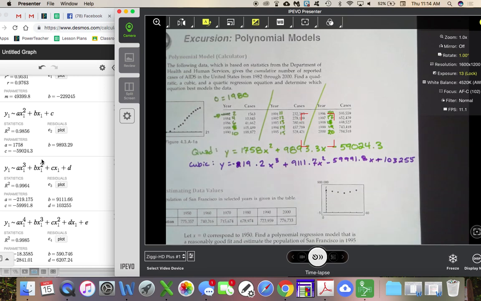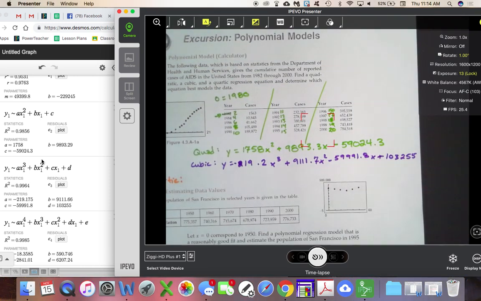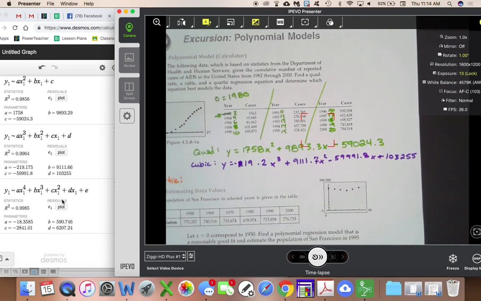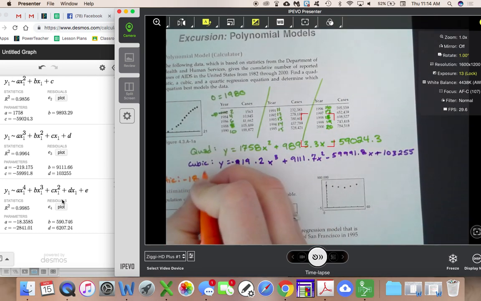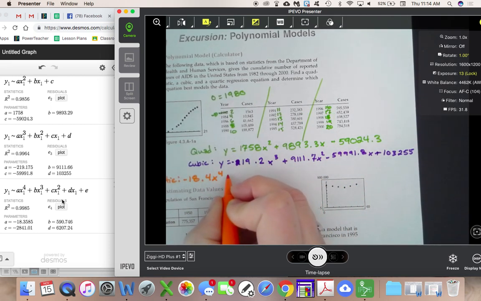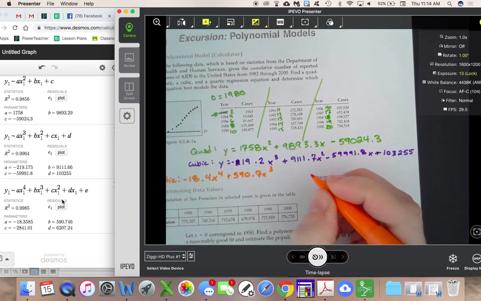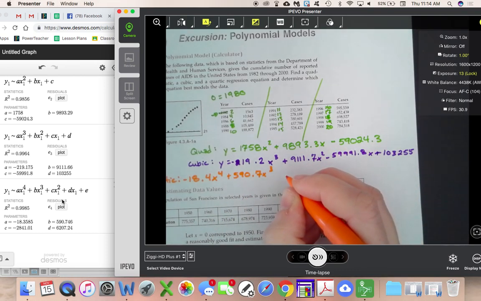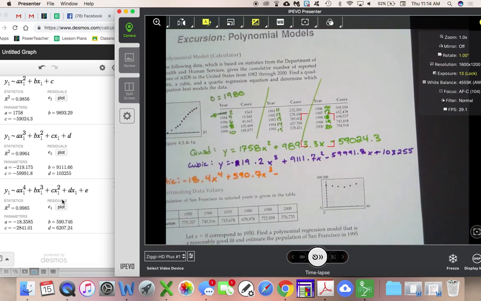Okay, quartic, last one, is all the way down here at the bottom. A is negative 18.4 x to the fourth power plus 590.7 x to the third minus, does it give me an E?